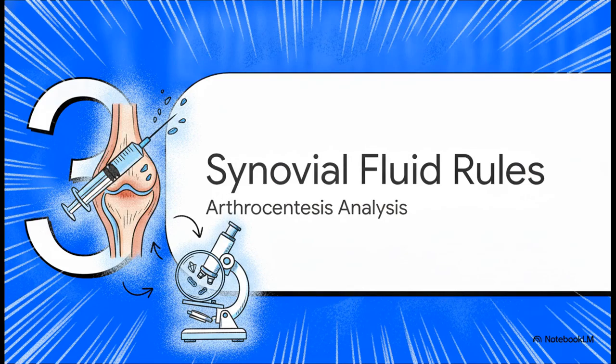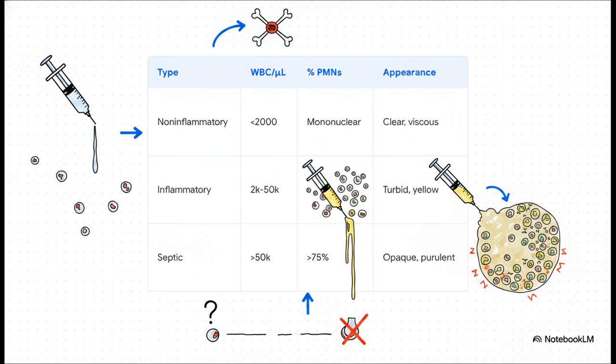Section 3. Synovial fluid analysis rules. When an acute red flag is suspected, arthrocentesis is mandatory, and the lab results from that fluid are basically a cheat code. These exact white blood cell thresholds separate a simple, harmless effusion from a highly dangerous septic joint.